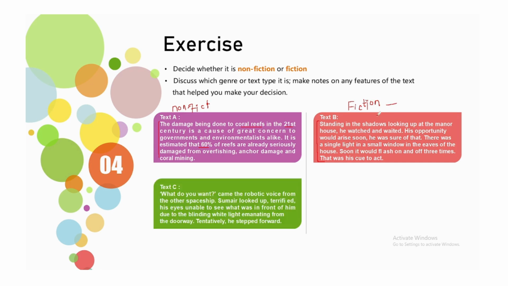Text C. What do you want? Came the robotic voice. The clue in the text. From the other spaceship. Another clue. Sumail looked up, terrified, his eyes unable to see what was in front of him, due to blinding white light emanating from the doorway. Tentatively, he stepped forward.